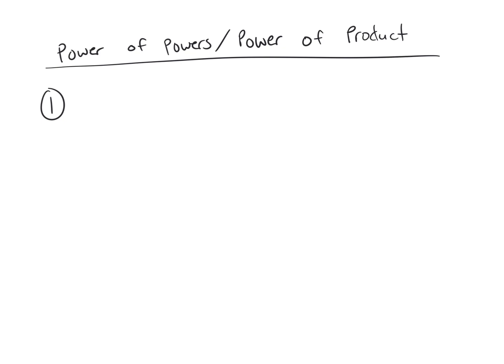I have x to the second, all to the 7th power. Let's talk about this one. We see parentheses, right? Whenever we see a number on the outside of the parentheses, what do we usually do? We usually distribute, right? But it's an exponent, so I'm going to keep it as an exponent. So I take 7 times 2. So we have x to the 14th power. Good.